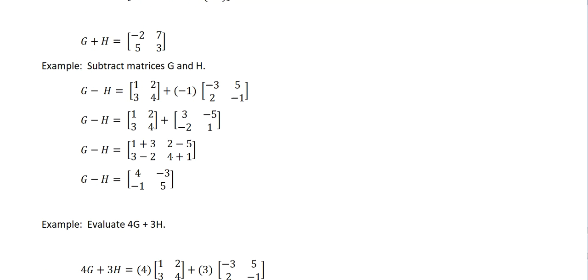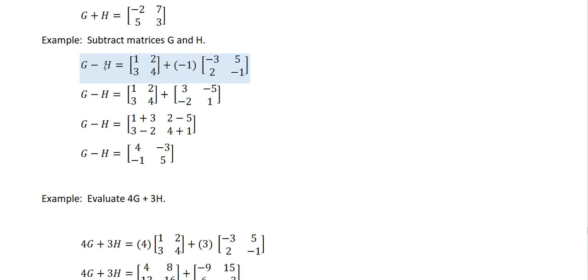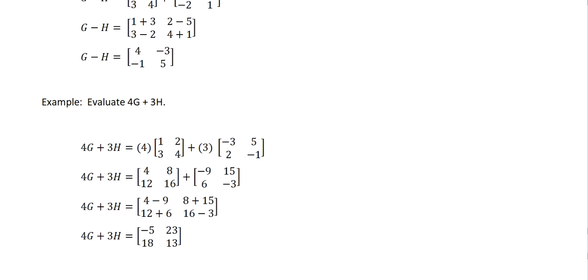If we subtract, what we can do is we can take G minus H, and we can turn that into G plus minus 1 times H. We go ahead and we take that scalar, minus 1, and we're going to multiply minus 1 times every element of H. So minus 3 becomes positive 3, 5 becomes minus 5, 2 becomes minus 2, and minus 1 becomes 1. And then we add the same way we did before. I'll just do the first one here. 1 plus 3 is 4, and then maybe 4 plus 1 is 5. All right.